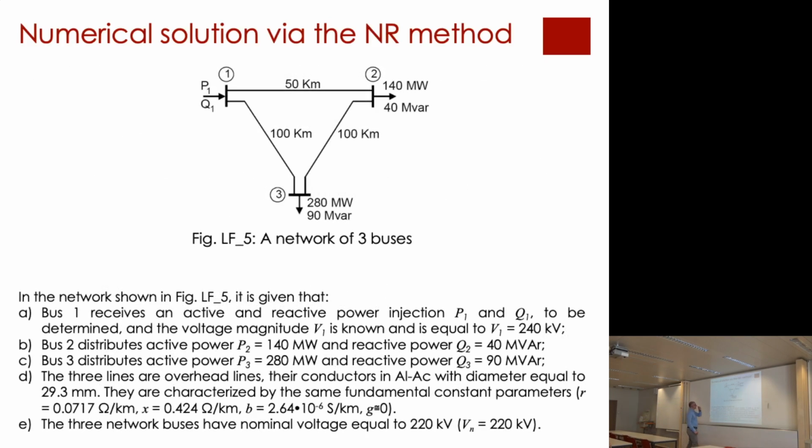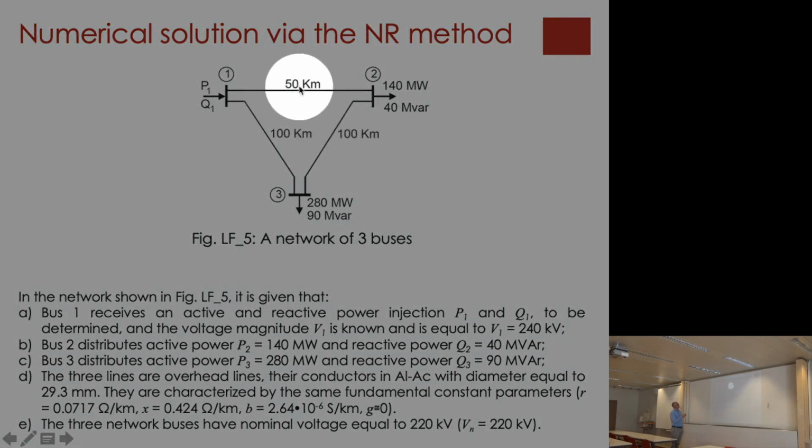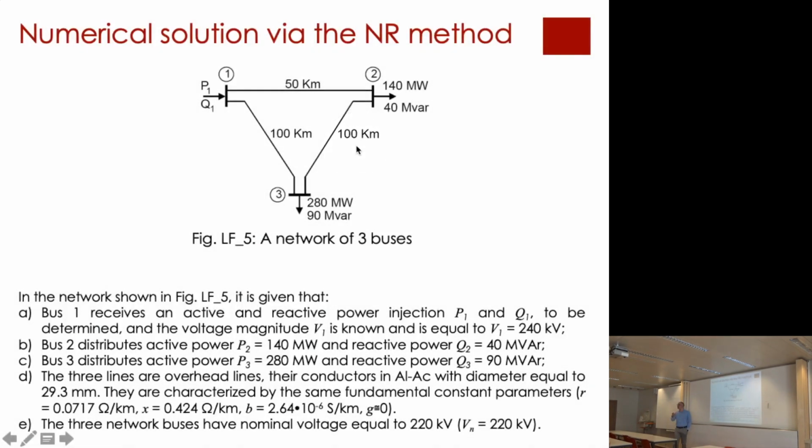Now, let's make a very simple example, just for illustrative purposes. So you have a grid here, composed of 3 nodes. You will also use this grid in the last part of the course to do an optimal power flow analysis. It has 3 lines of 50, 100, and 100 kilometers. It's the usual grid that we also used in the admittance matrix example that I gave you last week.